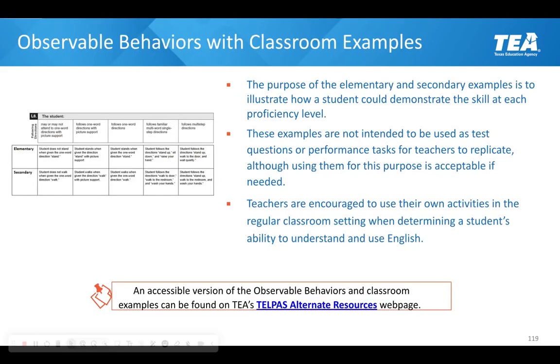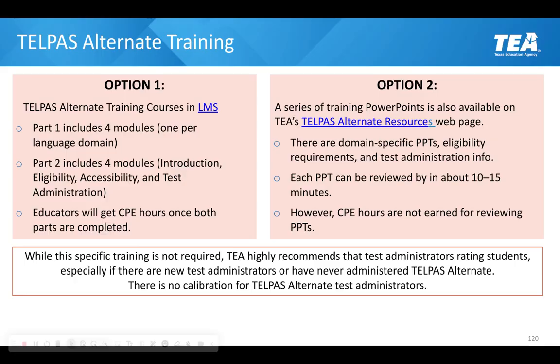The elementary and secondary examples that are listed illustrate how a student could demonstrate each skill at the proficiency level. However, there are different ways to demonstrate a skill. So they are just examples, and teachers are encouraged to use your own activities in the classroom when determining a student's ability to understand English.